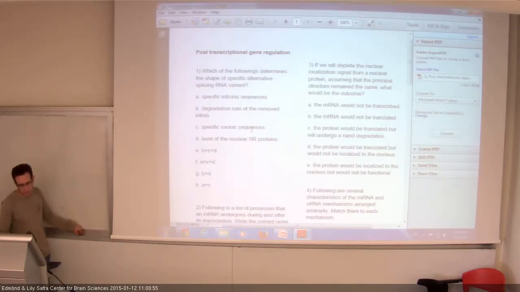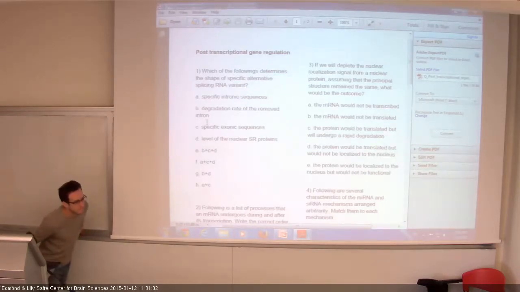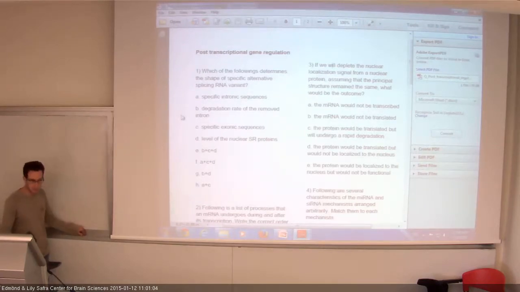Specific exonic sequences. It's just intronic, so it's not that correct. We have mentioned that intronic sequences per se are extremely important, and you can find consensus there, but they are insufficient, and there are, for instance, the SR proteins that cooperatively bind on elements that are on exons. So specific exonic sequences are as well important and shape the structure of the variant for sure.